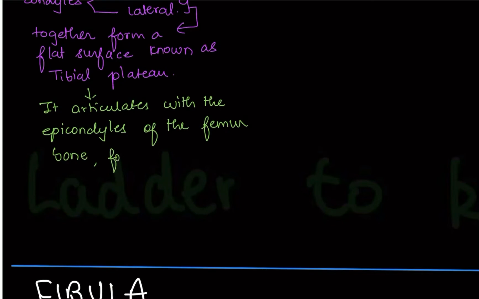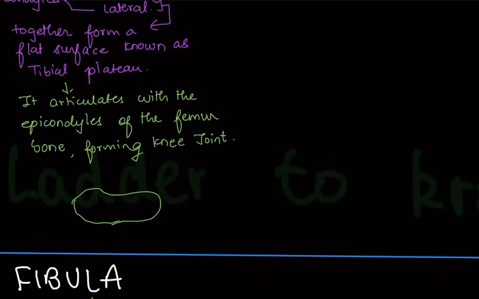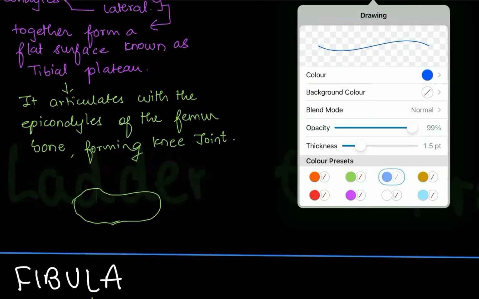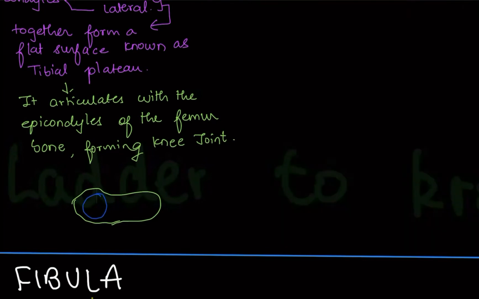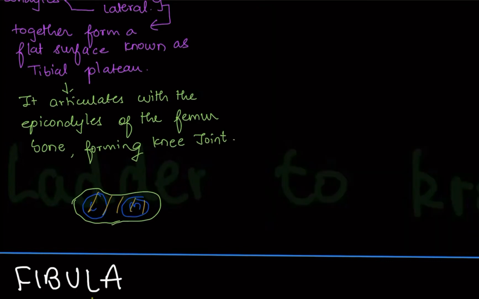Thus forming what? Forming the knee joint. Understood? Suppose I'm looking at the tibia bone from the top. It has two condyles, a lateral condyle and a medial condyle, which form the tibial plateau. This part which you see is the tibial plateau, and here the lateral epicondyle of the femur and the medial epicondyle of the femur will attach, forming the knee joint.